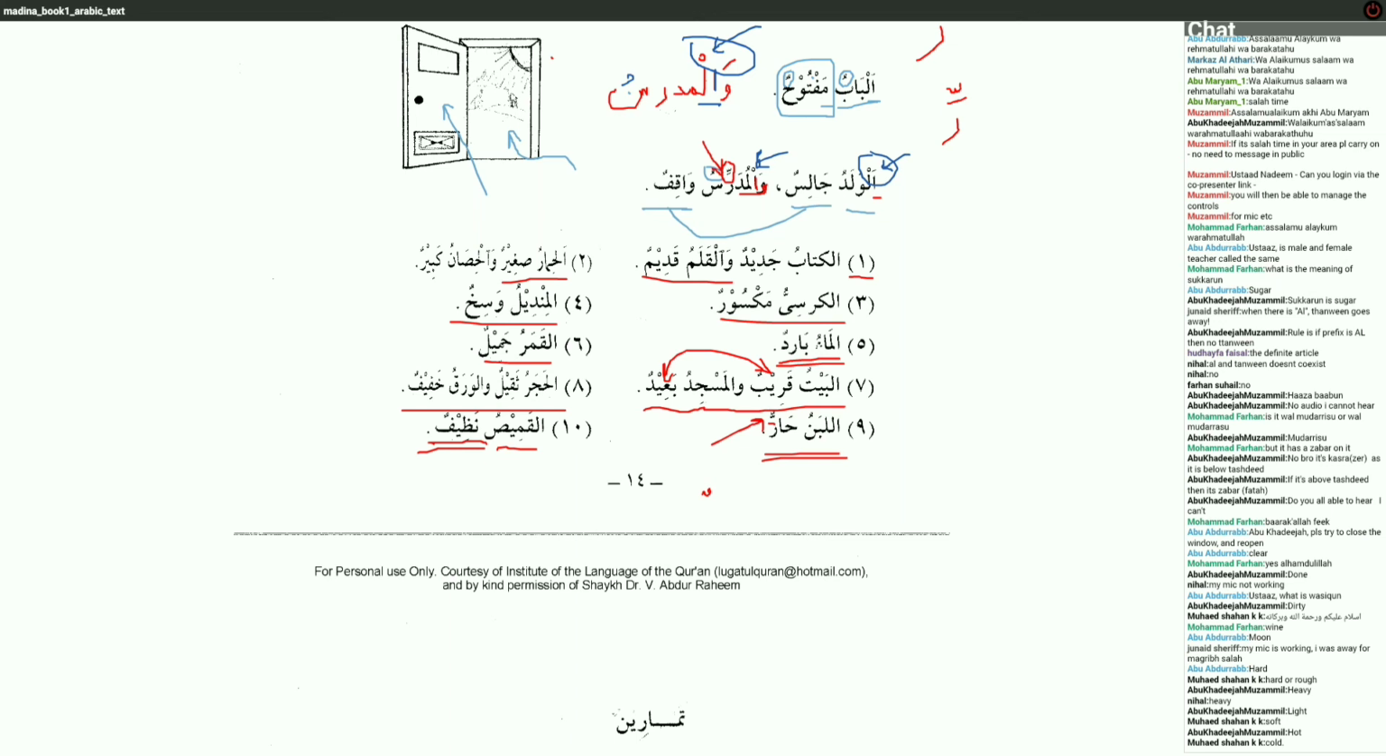Yeah, my brothers? And the last one, read with me, please. Al-qamisu nadhifun. Al-qamisu nadhifun. Okay, now it's your turn to read, my brothers. Inshallah, you will be able to read this. Let's start with Farhan.